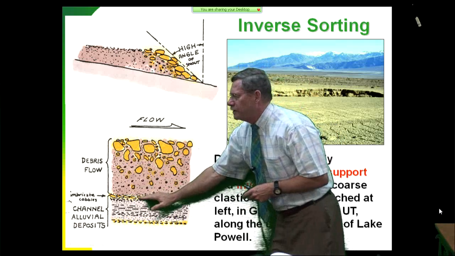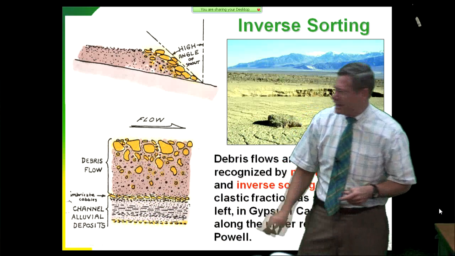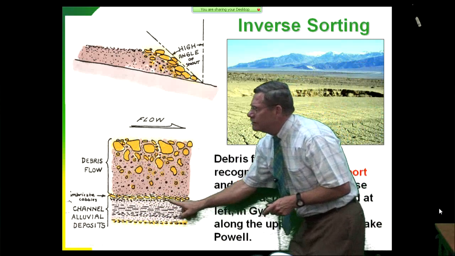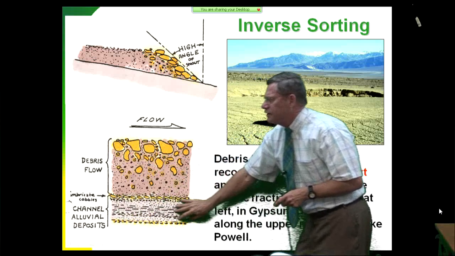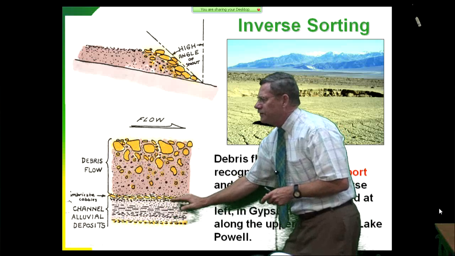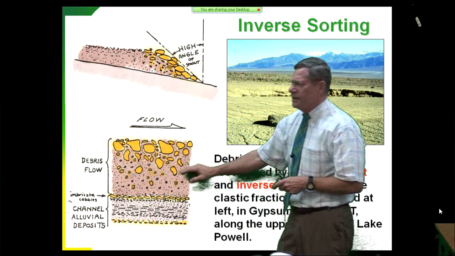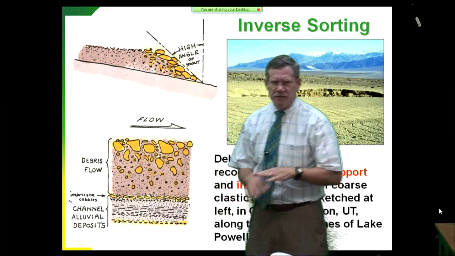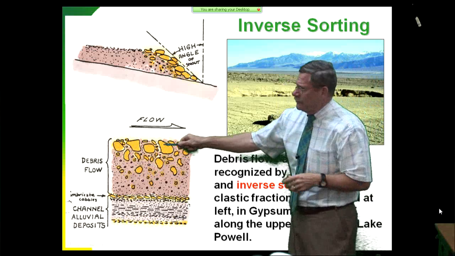Down here you see regular channel deposits. Channel deposits are easy to recognize because they'll have imbricate pebbles, and everything is hydraulically sorted. Everything's the same size within each different flow regimen. When you get a debris flow, you get everything. It is mixed-up junk and lots of subangular and angular fragments.